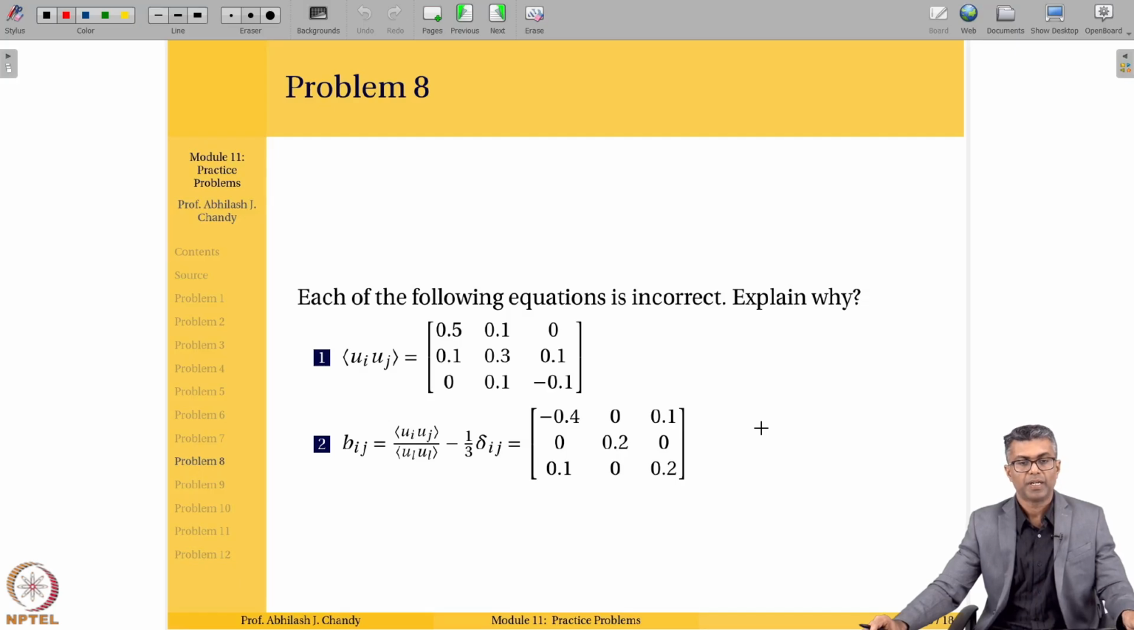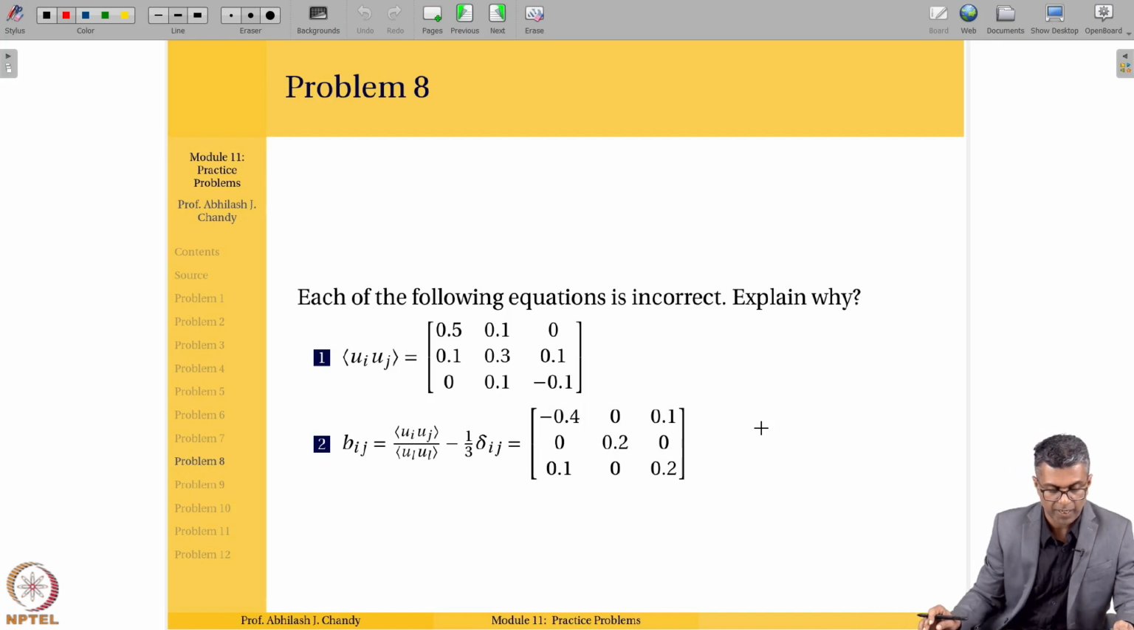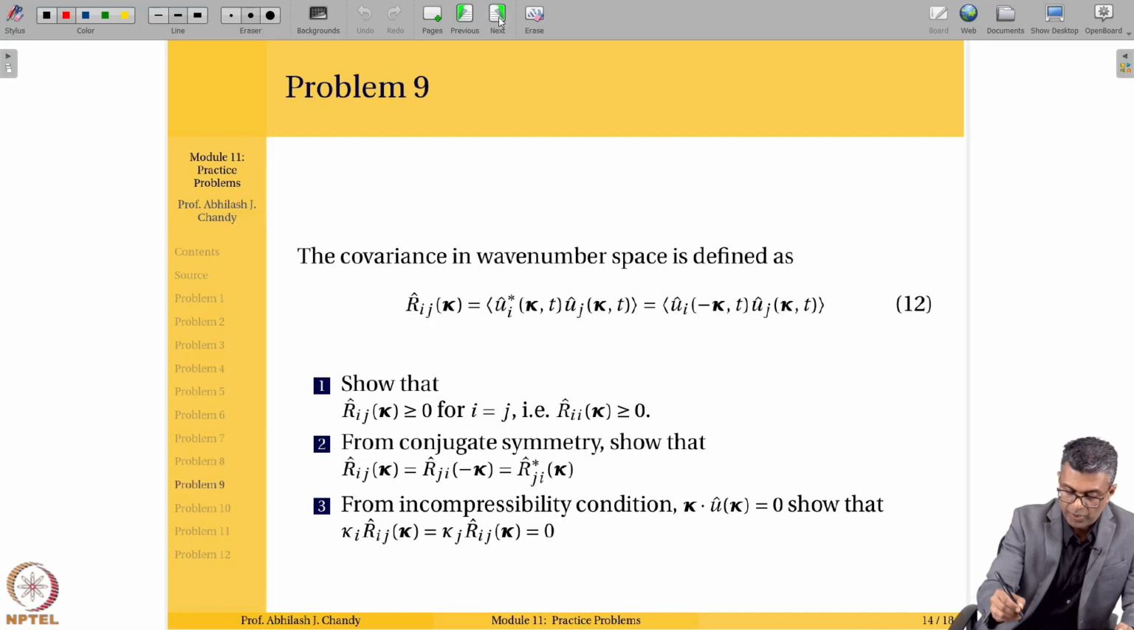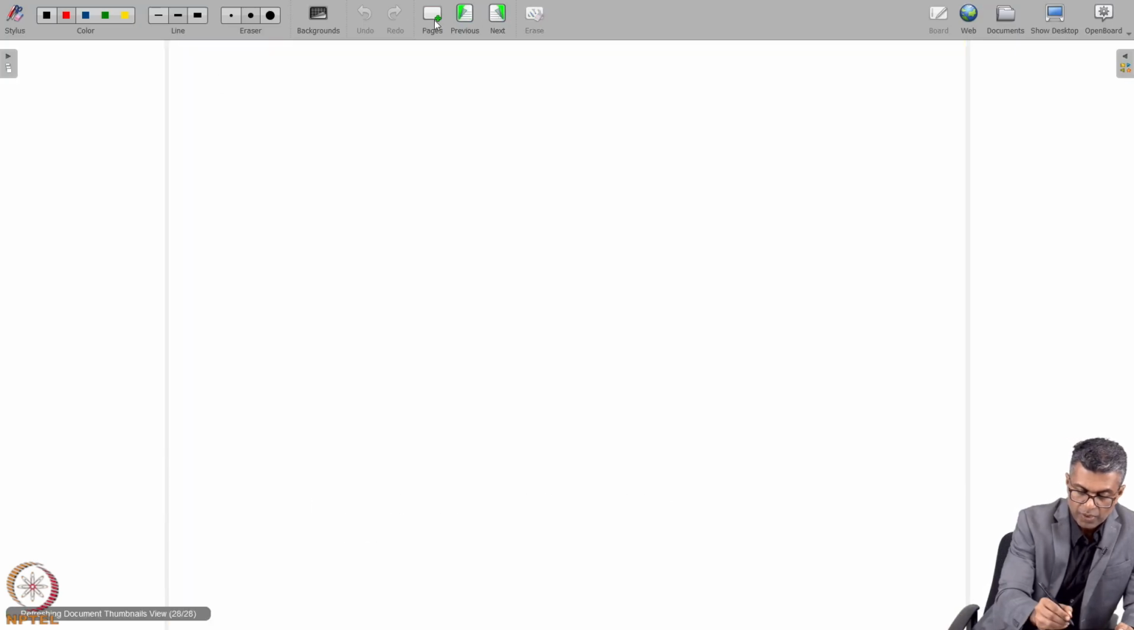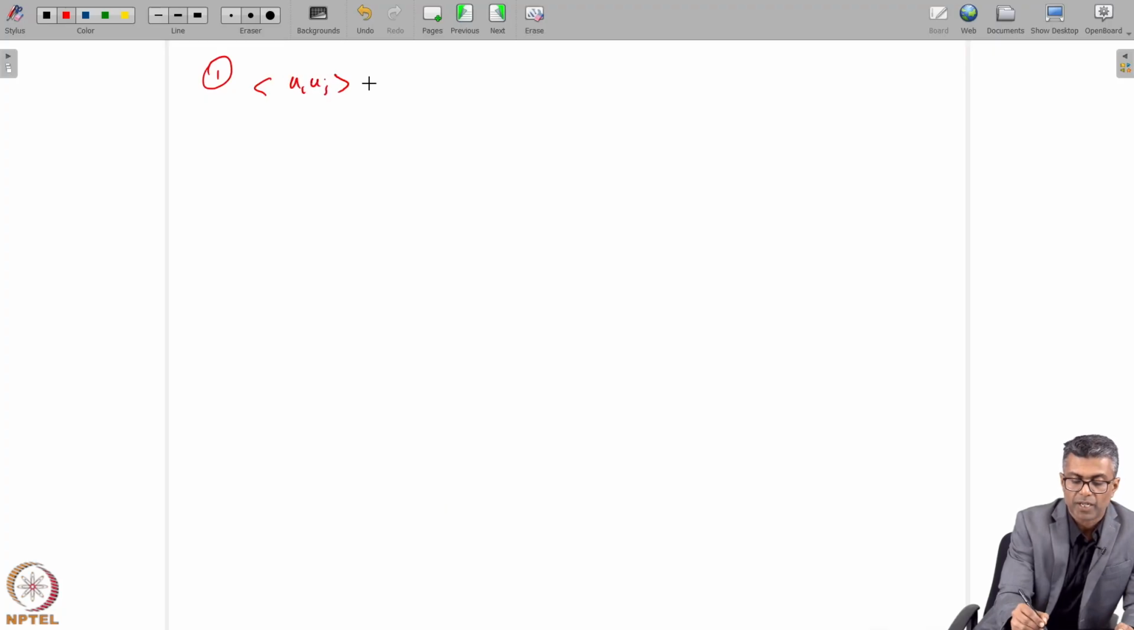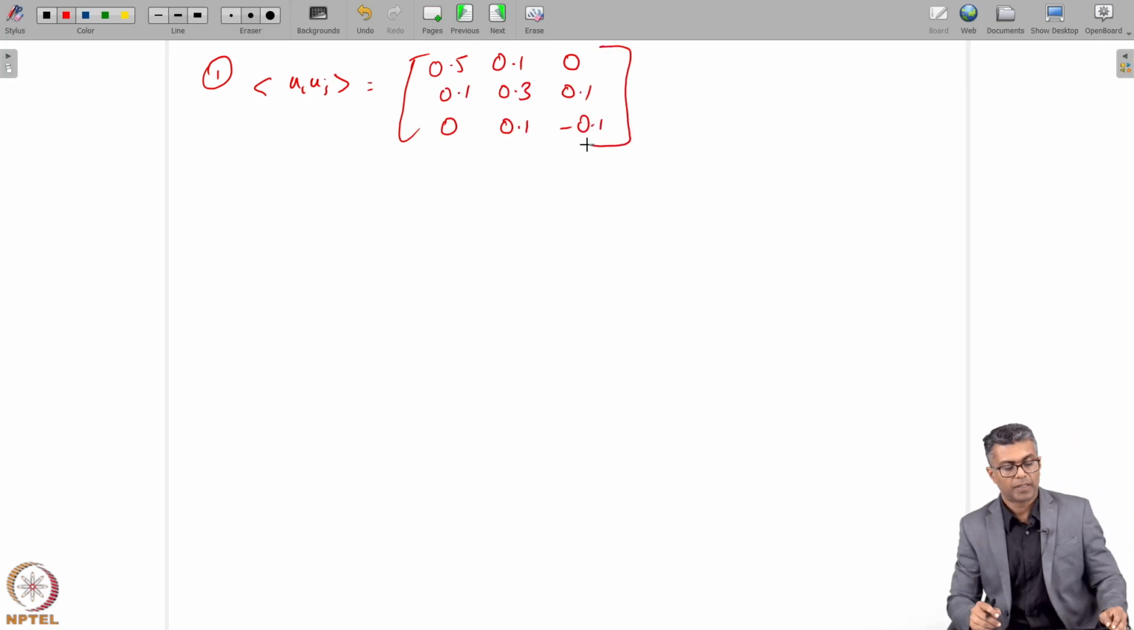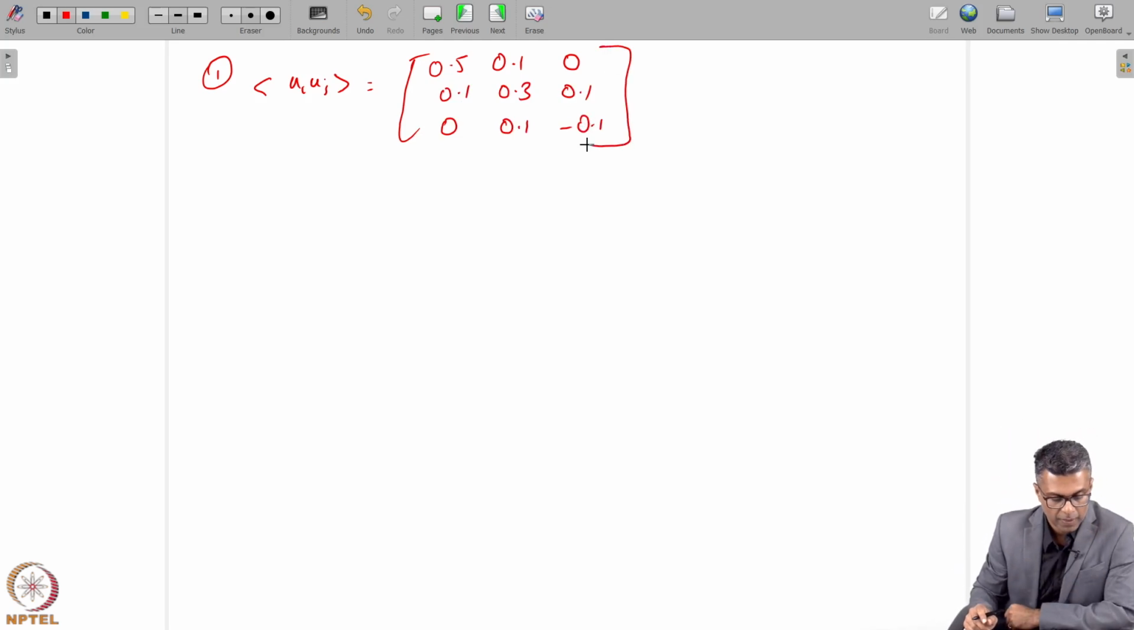Problem number 8. Each of the following equations is incorrect. Explain why. All right. So the first part of that is u_i u_j. Okay, so I am going to write this down. What is u_i u_j? It is the Reynolds stress, isn't it? Which is given as 0.5, 0.1, 0, 0.1, 0.3, 0.1 and 0, 0.1 and minus 0.1. This is the Reynolds stress that is given.